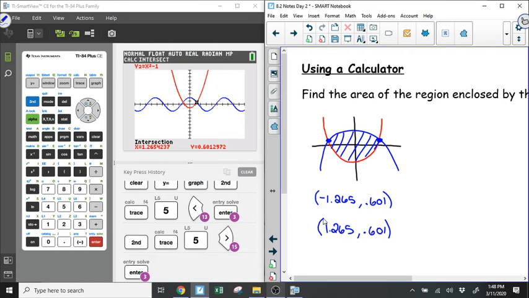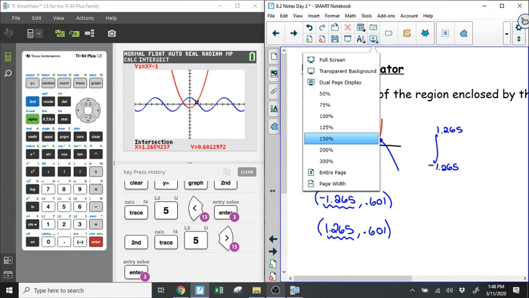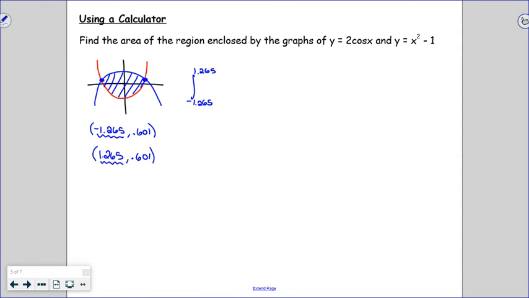Okay. But we're writing these in terms of x. We're integrating with respect to x, which means we want our x values on this. So those would be my integral intervals from -1.265 up to 1.265. Top function, you got to remember which one is which in this. Your top function is going to be your cosine, right? 2 cosine x is our blue graph here.